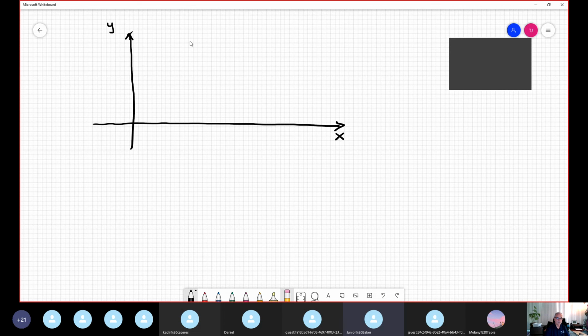This is given. Suppose that the graph looks like that. Let me use that color. Okay, I like that color. Remember, this arrow indicates that this continues forever. But in this case, we have a hole. We have something like that, and we have something like that.